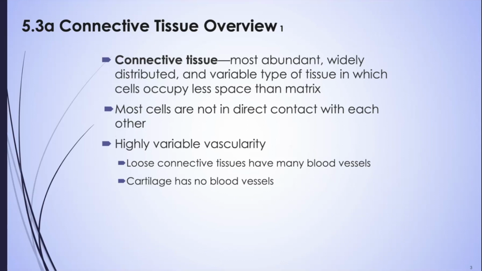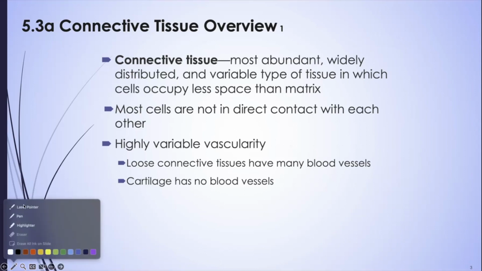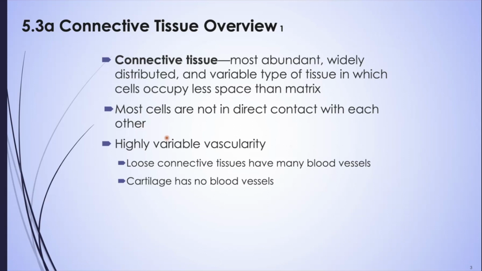Connective tissue is the most abundant, widely distributed, and variable type of tissue, in which your cells occupy less space than the matrix. Let me get my little pointer going here. There we go. Most of your cells are not going to be in direct contact with each other when we're talking about connective tissue. That's very different from our epithelial tissue that we covered in the previous slides.